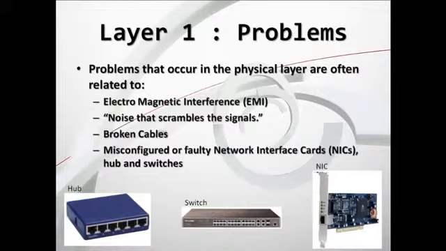Problems that can occur in the physical layer are often caused by electromagnetic interference, noise that scrambles the signals, broken cables, and misconfigured or faulty network interface cards, hubs, and switches.